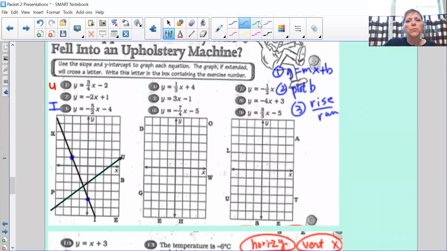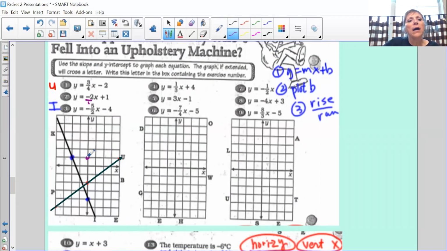Okay, so let's do the next one. Let's do it in purple. Again, I'm going to look at b, the b value. It is +1, so I'm going to go above the origin and put a dot at 1. And then the rise over the run is -2 over 1, because again, the missing number in front of the x would be a 1 as a numerator or denominator.